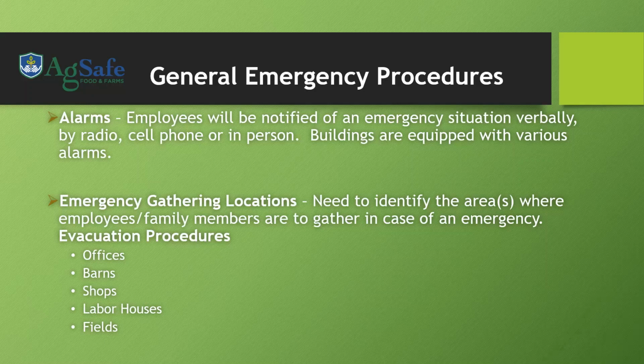Emergency gathering locations. Identify an area or areas where your employees or your family members can gather in case of an emergency. Your communication may be breaking down because the infrastructure is down. Your radio may not work, your cell phone may not work. If you cannot get in touch with one another, you need to meet in a specific location. They know, I cannot talk to so-and-so, I need to meet in this place. And you have evacuation procedures for offices, barns, shops, labor houses, fields. You have to think of all the different locations you could have people located, and how they need to be able to reach that gathering location.